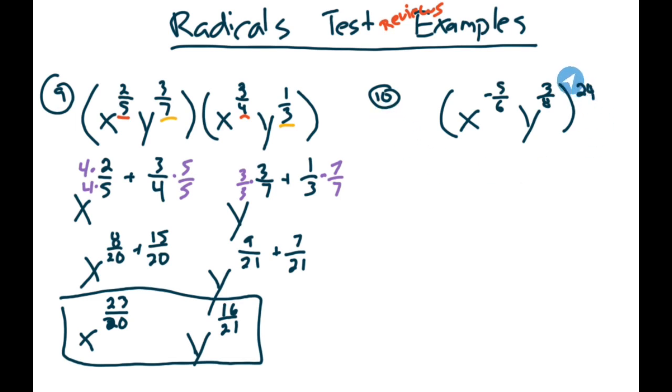Now on 10, I've got a term inside our parentheses with an exponent. I don't have any adding or subtracting in here, so I am allowed to distribute this exponent and multiply the exponents. So I've got x to the negative 5/6, and when you raise a power to a power, you multiply. This is times 24. Y to the 3/8 times 24.